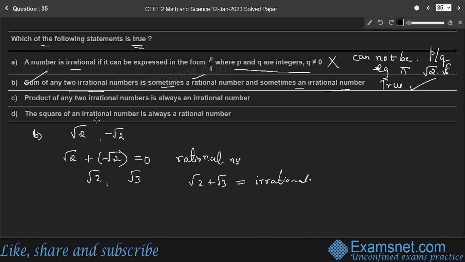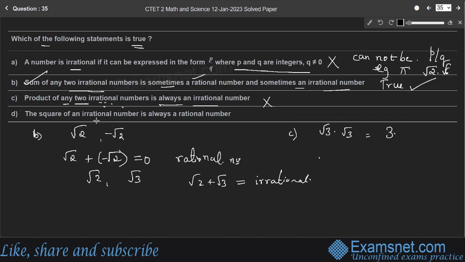Whereas the remaining options: the product of any two irrational numbers is always an irrational number. So here it is a false statement, right? For example, we'll consider the product of two irrational numbers. Again, root 2 into root 2 or root 3 into root 3, any number you can take. Root 3 into root 3 will give you 3, a rational number, right? The product of two irrational numbers is always an irrational number, not always. Sometimes it will be an irrational number.